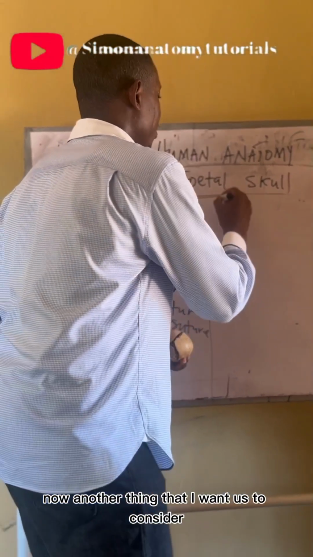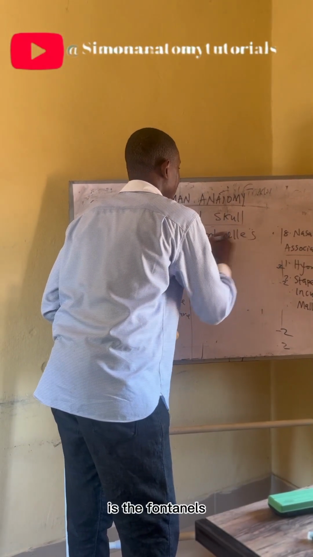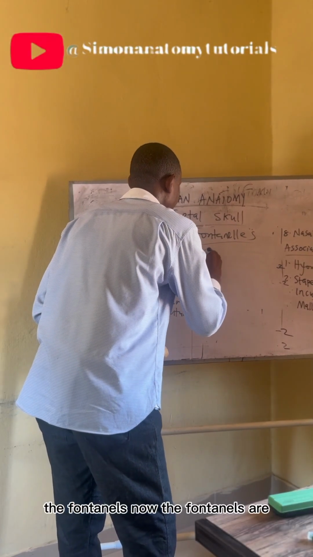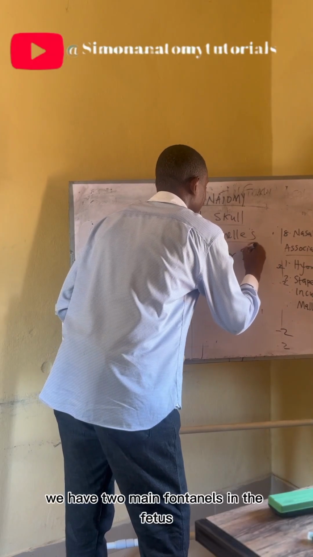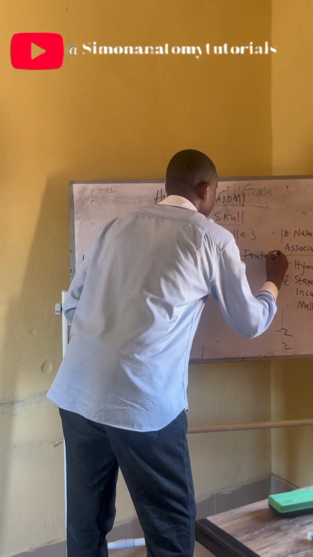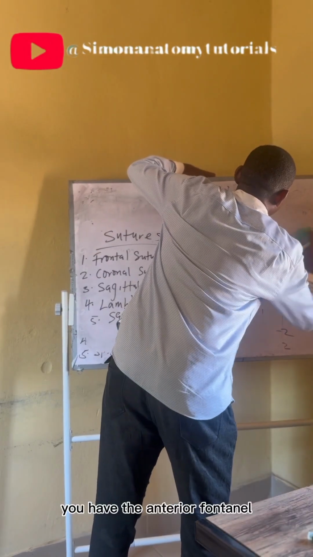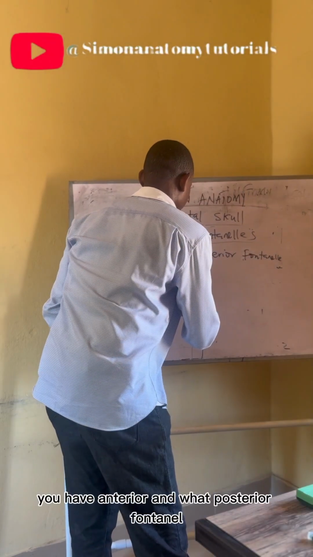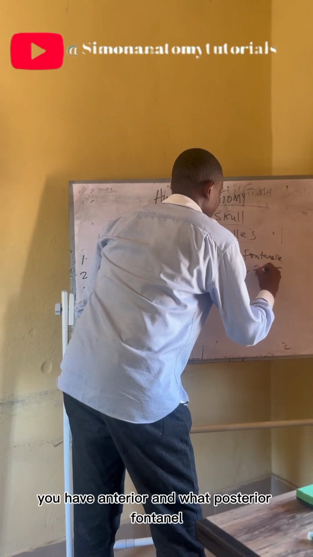Now, another thing that I want us to consider in relation to the fetal skull is the fontanelles. We have two main fontanelles in the fetus. We have the anterior fontanelle, as well as the posterior fontanelle. We have anterior and what? Posterior fontanelle.